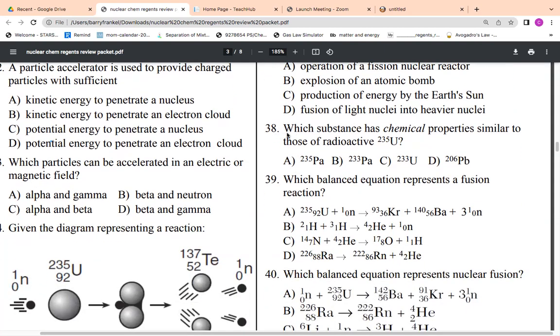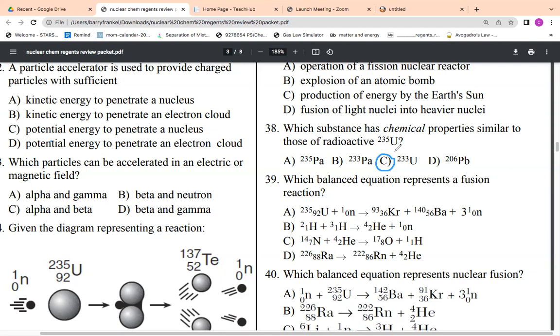Next, 38, which substance has chemical properties similar to those of, sorry, lost my place. Where was I reading? Which substance has chemical properties similar to those of radioactive uranium-235? Now, we spoke about isotopes very briefly in terms of chemical versus physical properties. Their chemical properties are going to be the same. So isotopes of the same element, uranium-235, uranium-233, uranium-238, whatever isotope of uranium it is, they are all going to be chemically similar. So they will react with other things in a similar way. The only thing that is really going to be different about them is some of their physical properties.